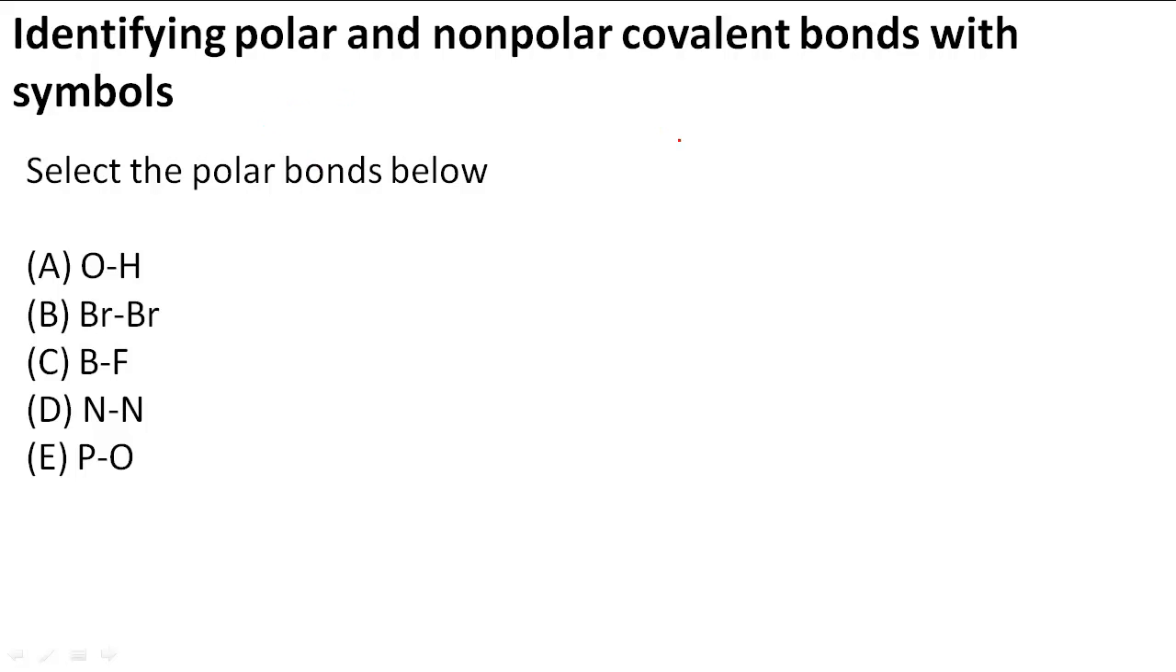Identifying polar and nonpolar covalent bonds with symbols. Below, they're asking us to select the polar bonds. Here we have five bonds, and we have to figure out which ones are polar.